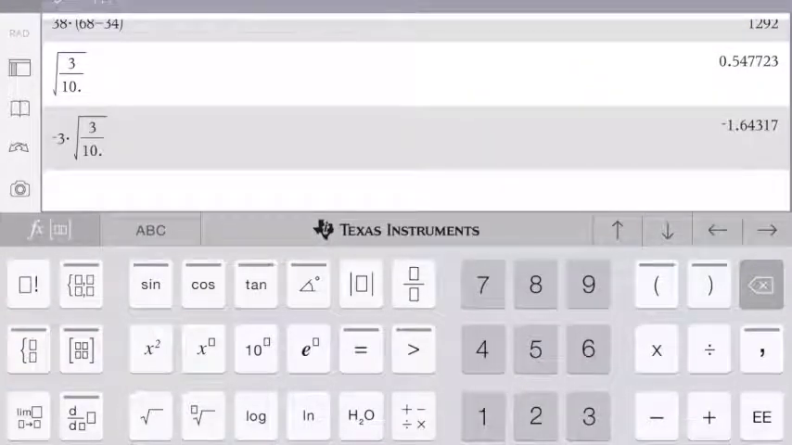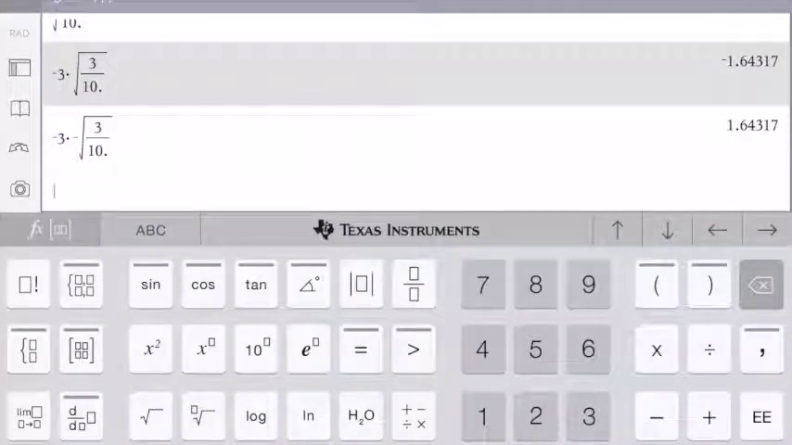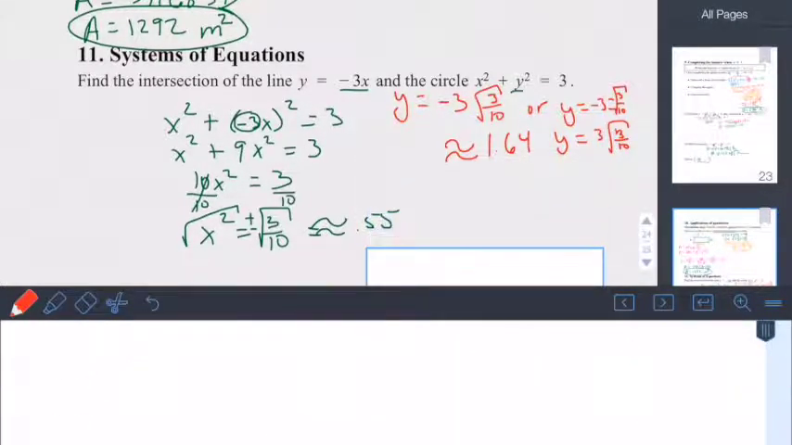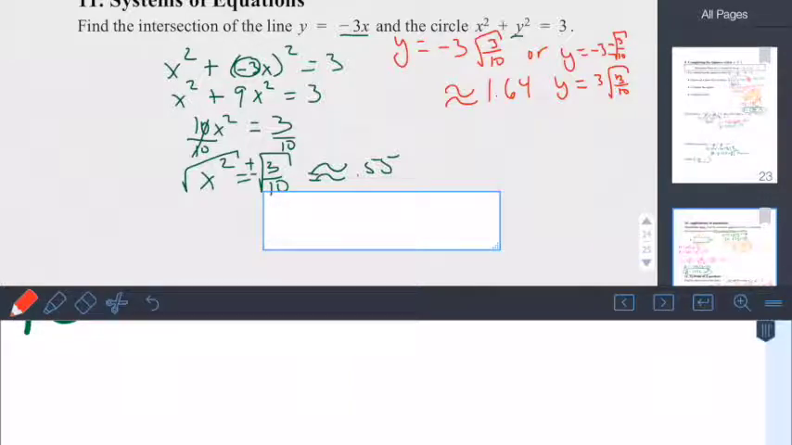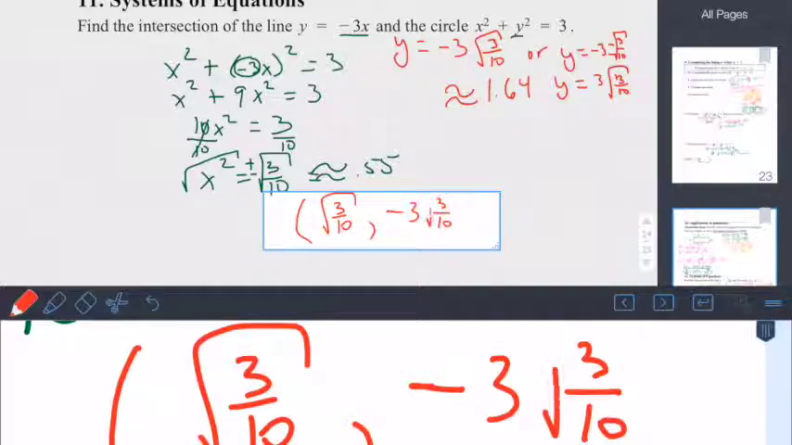So negative 1.64 or positive 1.64. Remember, those are approximations. Those aren't the exact answer. If I really wanted my exact two points, I could put in positive square root of 3 over 10 and then negative 3 square root of 3 over 10.